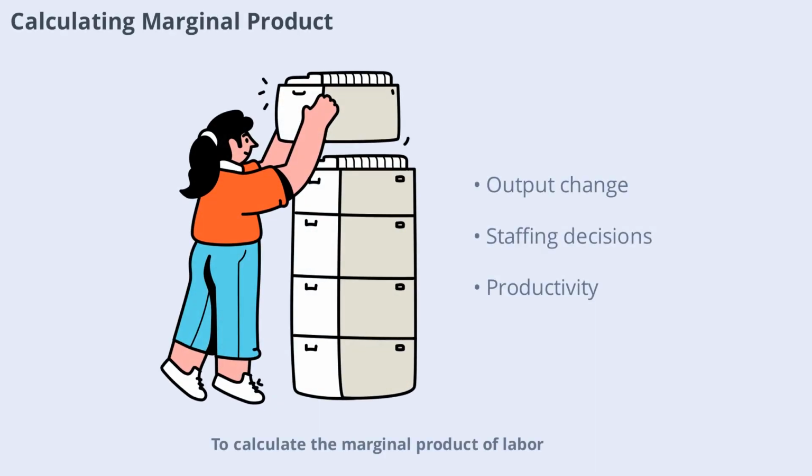To calculate the marginal product of labor, subtract the previous total output from the new total output after hiring an additional worker. For instance, if output rises from 50 to 60 units after hiring another worker, the marginal product is 10. This calculation is vital for managers aiming to optimize staffing and productivity.